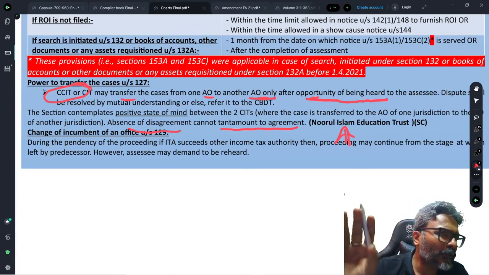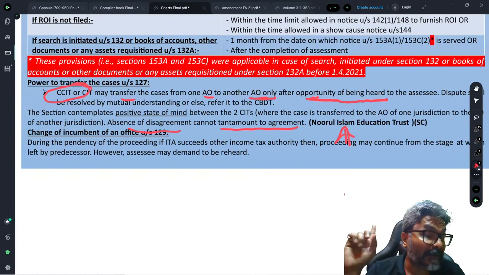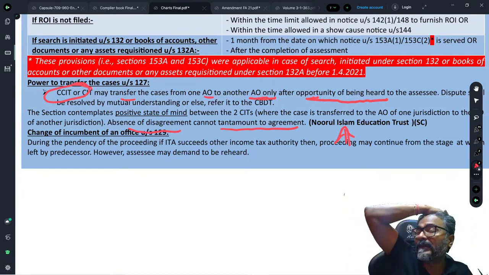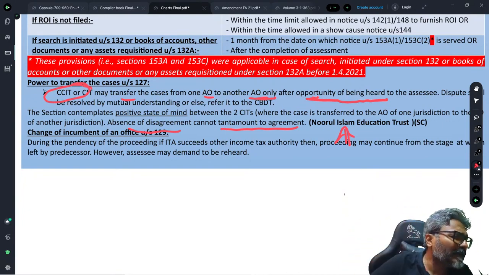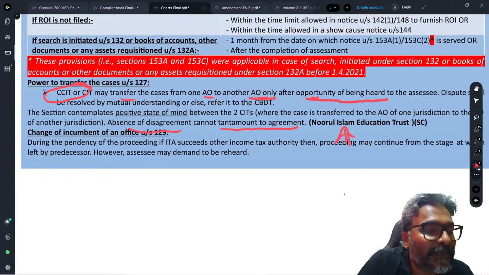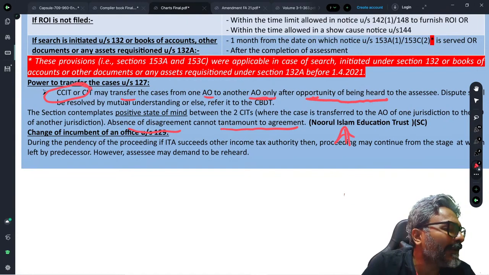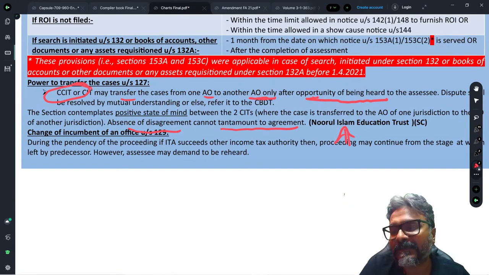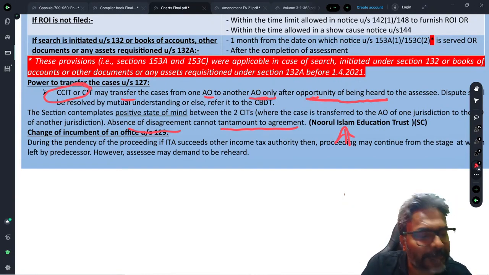Now what happened in Nur al-Islam? The other CIT, to whom the AO, which AO? The AO to whom the case was transferred. So the other CIT has not complained, saying why are you transferring the case to my AO. So neither did he complain nor did he give his acceptance. He remained quiet. So just because he didn't complain doesn't mean that he has accepted this sort of a transfer. No. He has to positively accept such transfer.